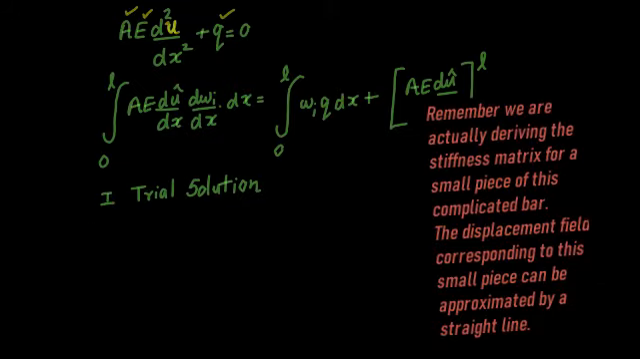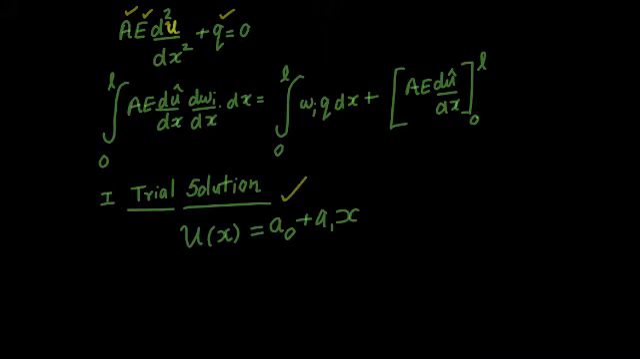So the trial solution that you are going to assume is a linear trial solution, and that trial solution is u of x is equal to a naught plus a1x. So this is the first step. I think you are now familiar with the first step. You have understood the first step, so I'm putting a tick mark for that. The second step, step number 2, is to apply the boundary conditions. What are the boundary conditions that you are actually going to apply? So BCs stands for applying the boundary conditions.